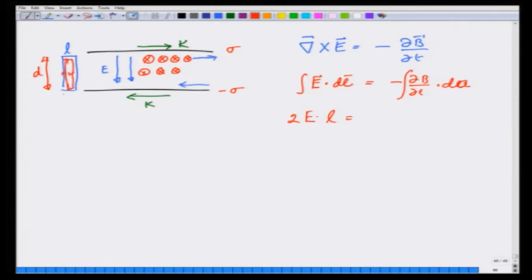I am going a little fast because you are used to it by now. 2EL is equal to the change in the flux, which is mu 0 k dot times the area, which is L times d. Let us again cancel L, and I get this induced electric field E to be equal to mu 0 k dot d over 2. This is the induced electric field.